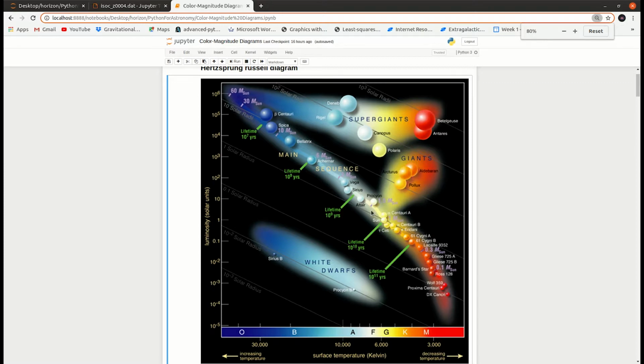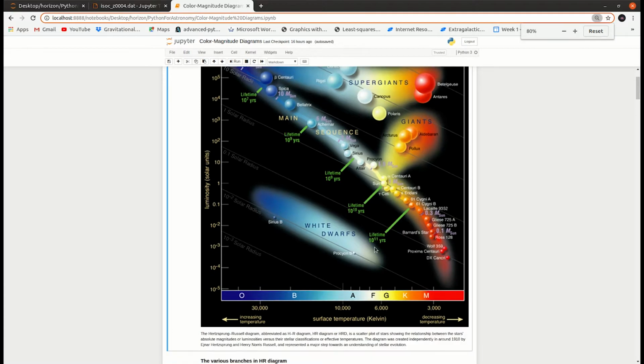So the sun is present on this particular line called the main sequence, and you can see most of the stars fall on this main sequence line. There are these branches that jump out of the main sequence in this particular region. They are the giants, and then there are supergiants. For example, you can identify this particular star called Betelgeuse. It was in the news recently. And then you have these objects called the white dwarfs.